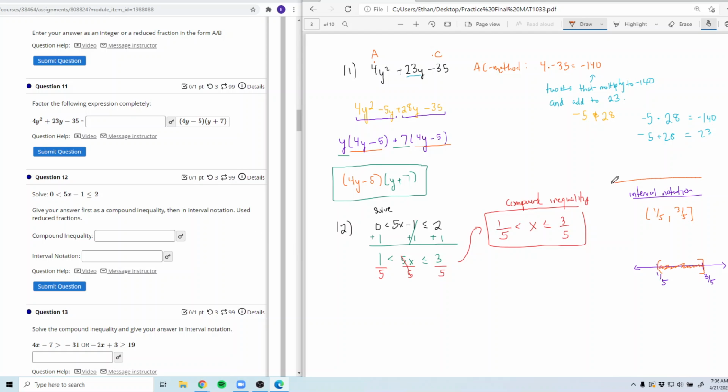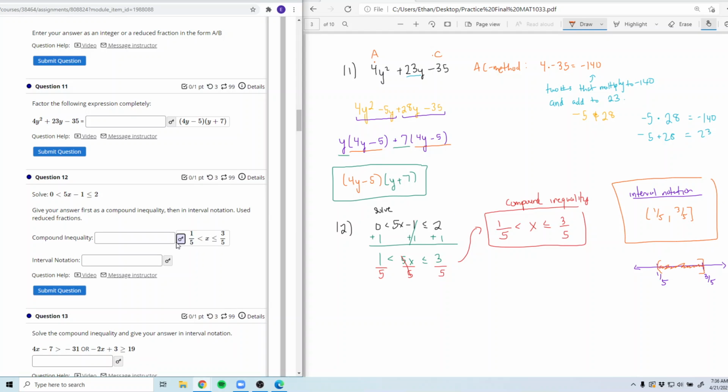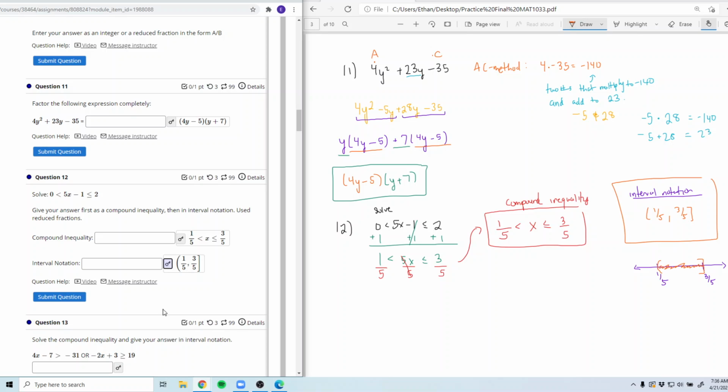But that is our interval notation, and we can check both. We see our compound inequality matches, and we see our interval notation also matches. We're good to go.